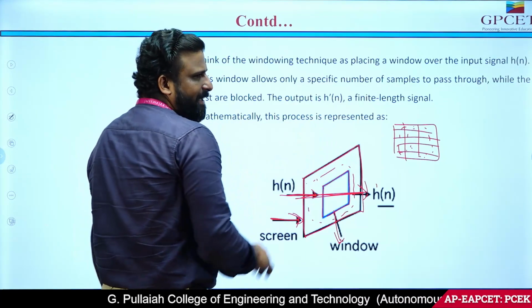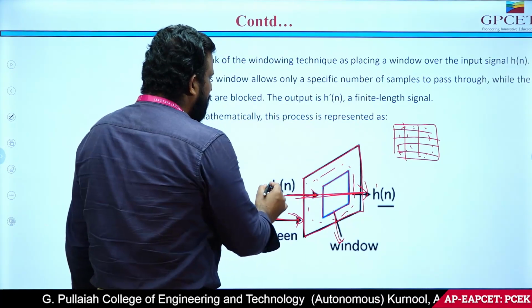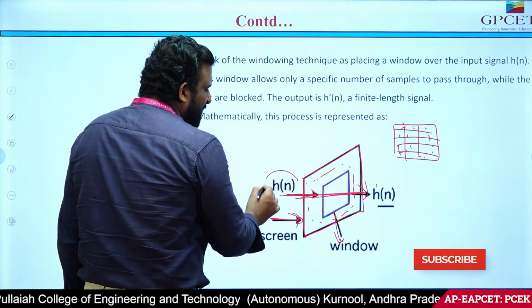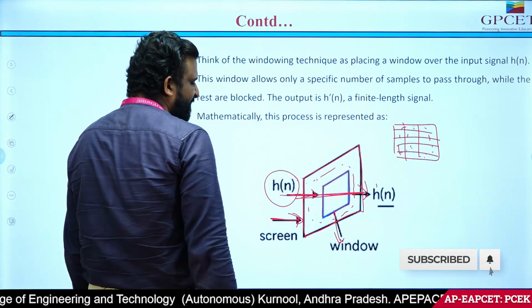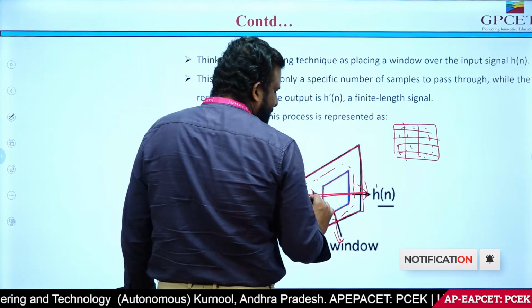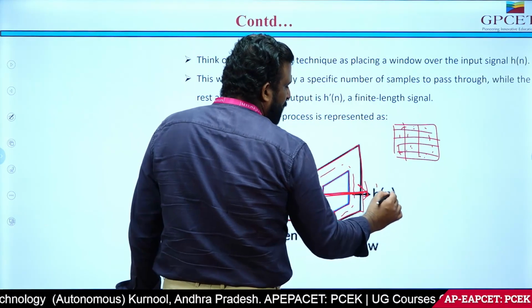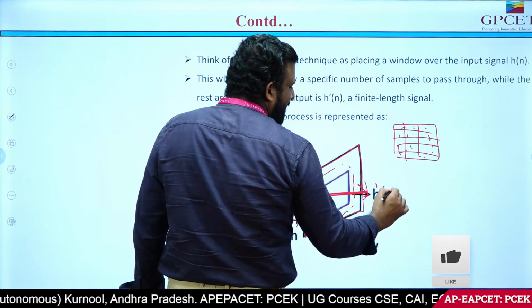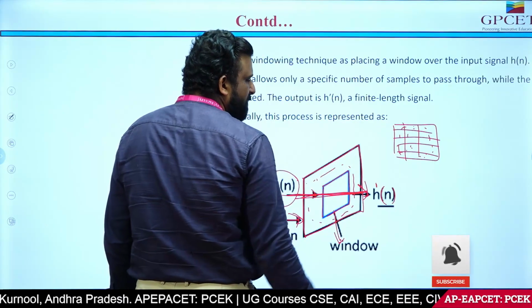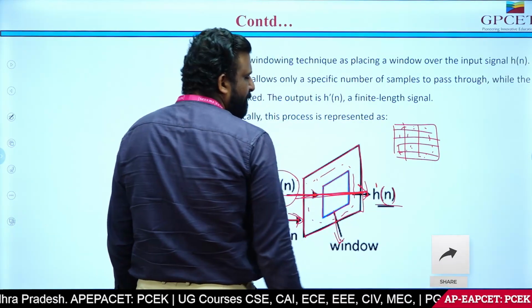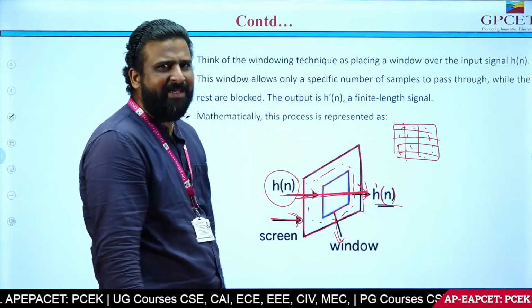at this screen side. So like this, we are going to filter the infinite number of samples h of n, and it is passing through the window, and only the pure, that is the finite samples, will be passed through the window, and those finite samples are nothing but the h dash of n. I think it is clear.